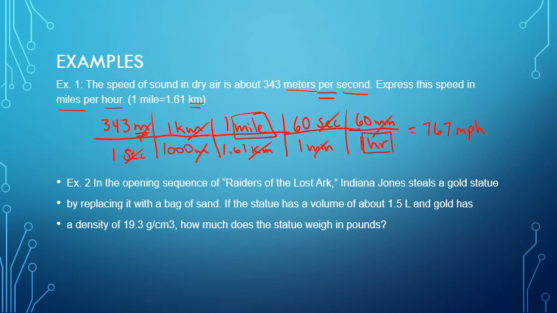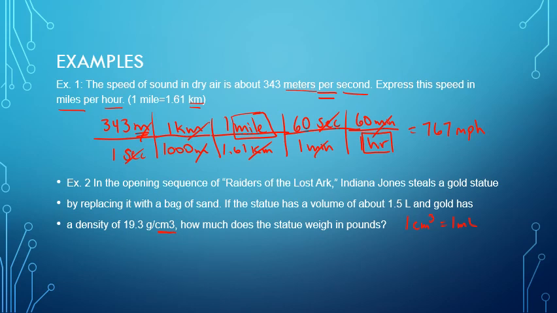Okay, so in our second example, we have the opening sequence of Raiders of the Lost Ark. Indiana Jones steals a gold statue by replacing it with a bag of sand. If the statue has a volume of about 1.5 liters and gold has a density of 19.3 grams per cubic centimeter, how much does the statue weigh in pounds? So we have a couple of different conversion factors that we need to do here. This cubic centimeter, that is a volume measurement, and 1 cubic centimeter is the equivalent of 1 milliliter.